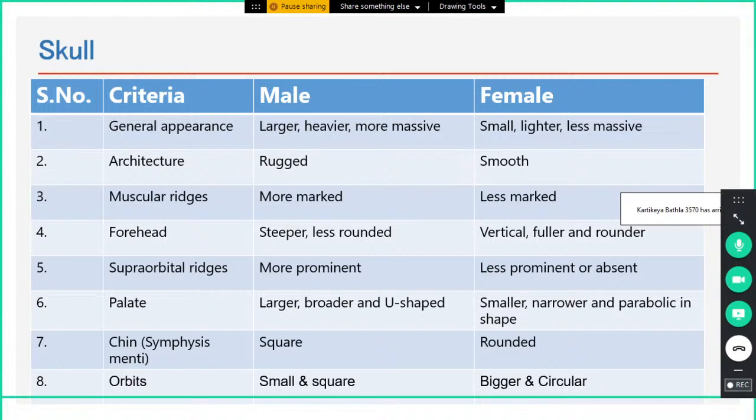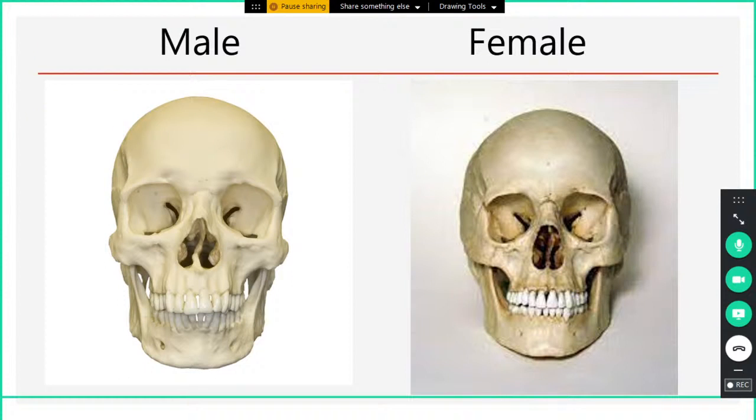Whatever I spoke was there in this table. The muscular ridges are more marked in male and less marked in female. Supraorbital ridges, which I missed out, are more prominent in male and less prominent in female. See the supraorbital ridges in case of a male.